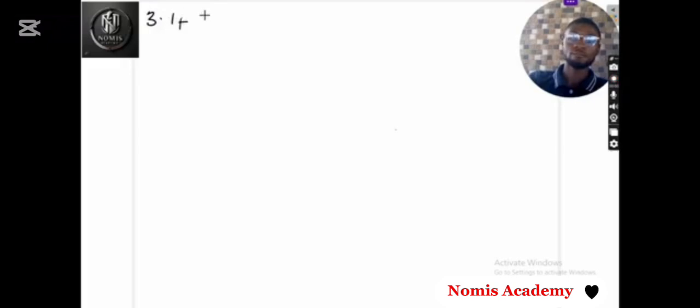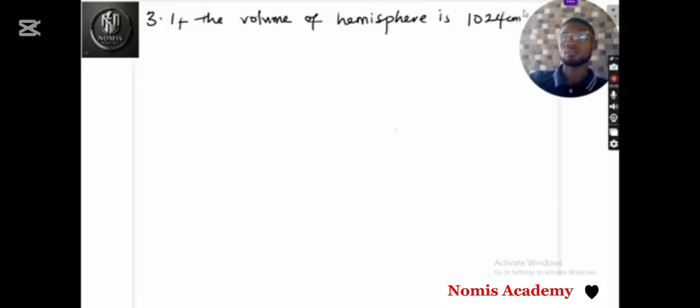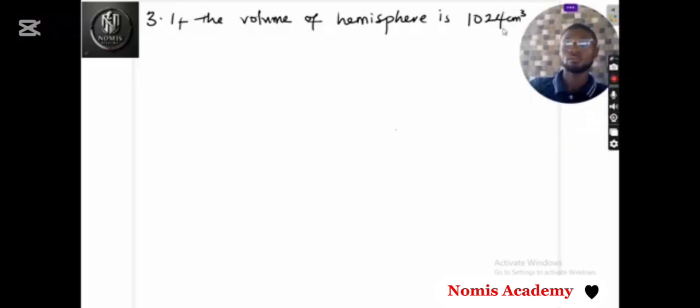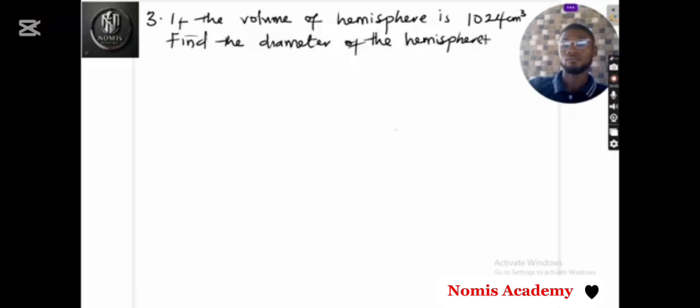If the volume of hemisphere is 1024 centimeter cube, find the diameter of the hemisphere. So let's get into the solution.